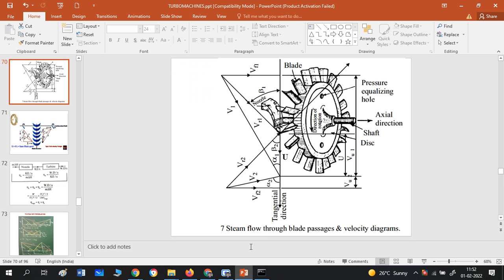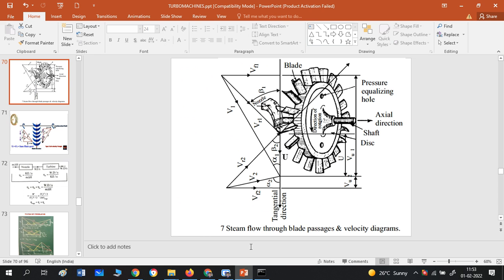We are taking mass flow rate into delta VF because VF is the flow direction velocity. Flow direction means axial direction. So in the axial direction, whatever the difference of velocity is, that much axial thrust will be created. Next.